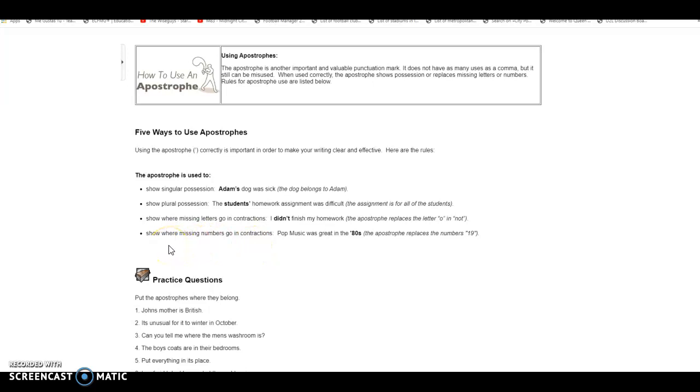So those are 4 different ways to use apostrophes. Remember, I guess we can kind of narrow it down to 2. If you're showing possession, use an apostrophe. If you're using contractions, use an apostrophe. In no other cases do you have to really worry about apostrophes. Make sure, just like with commas, that you're not putting apostrophes where they don't belong.